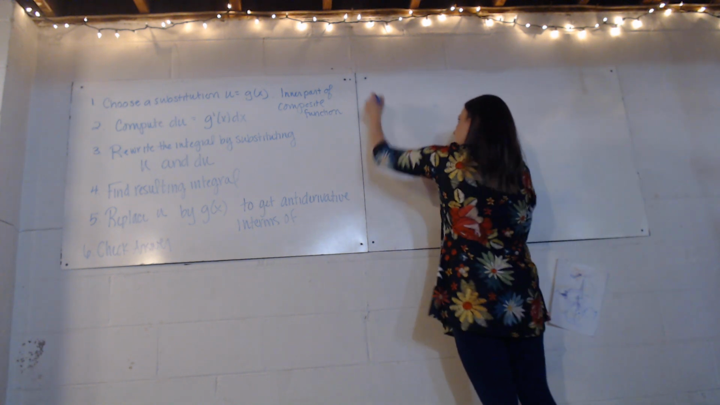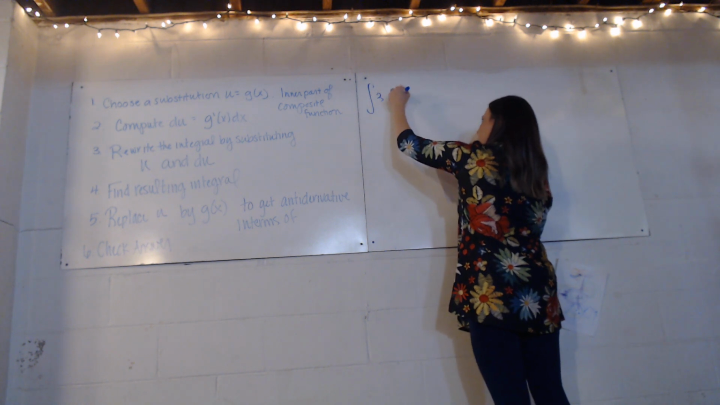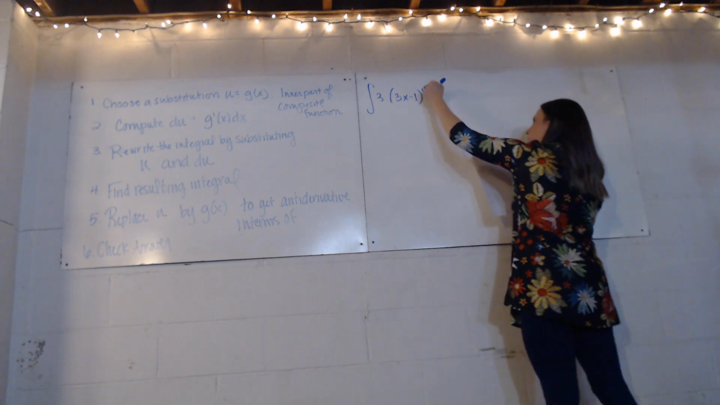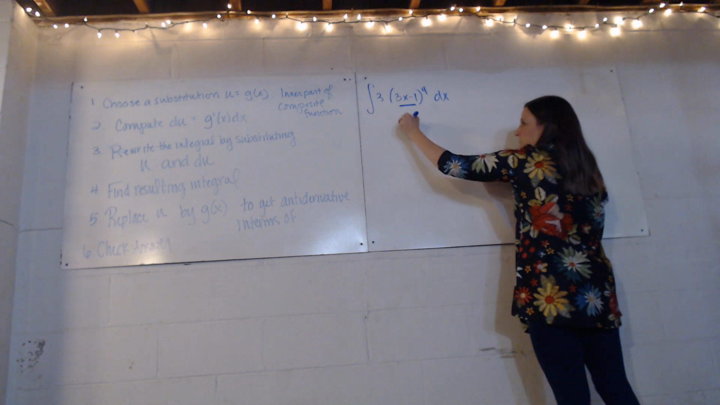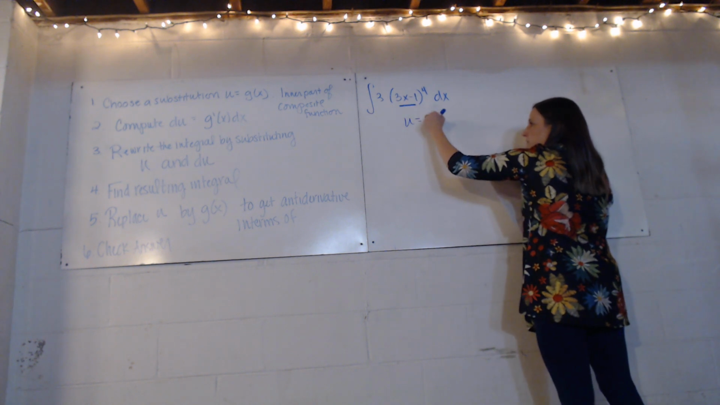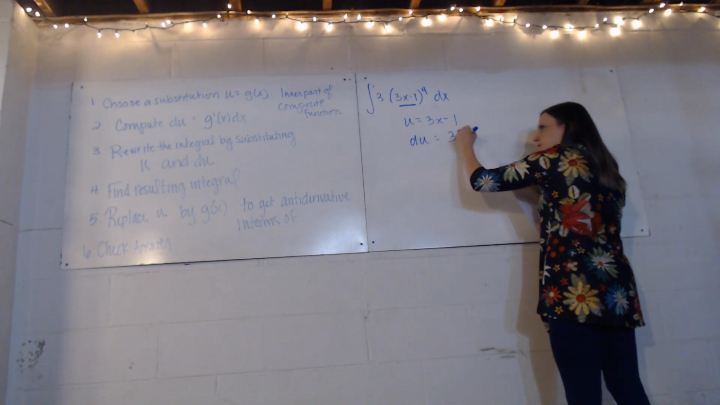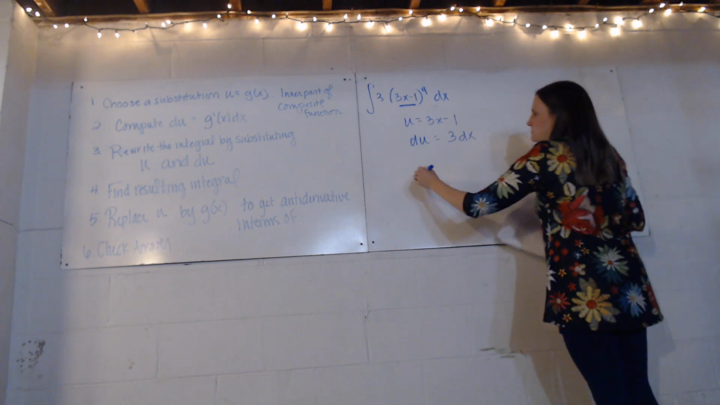Number 4, the integral of 3 times 3x minus 1 to the, is it the 4th power? I can't read. 4th power dx. Okay, I'm going to call this my inner function. So I'm going to let u be 3x minus 1. Du would be 3 dx. Well, that's nice. I've got the 3 dx right there. So this one's going to be simpler.